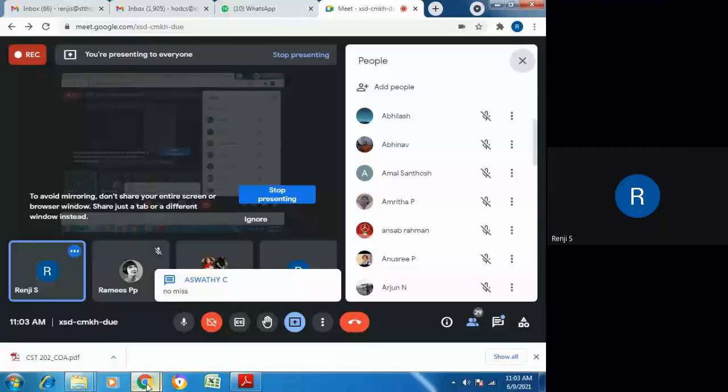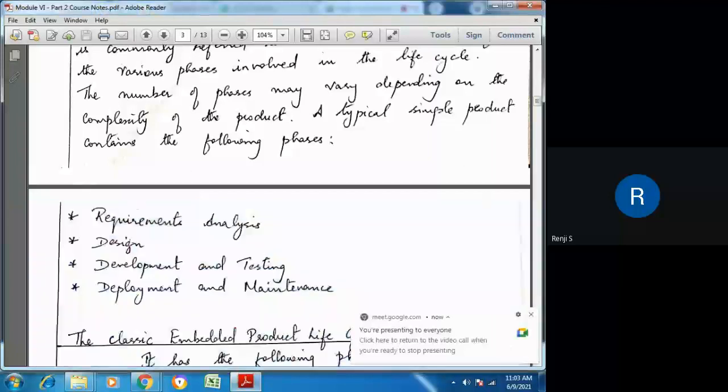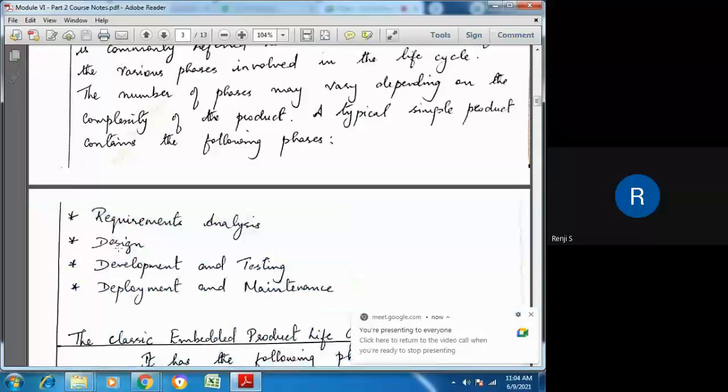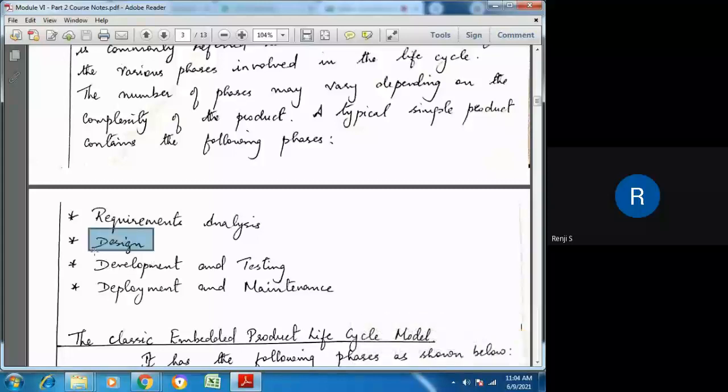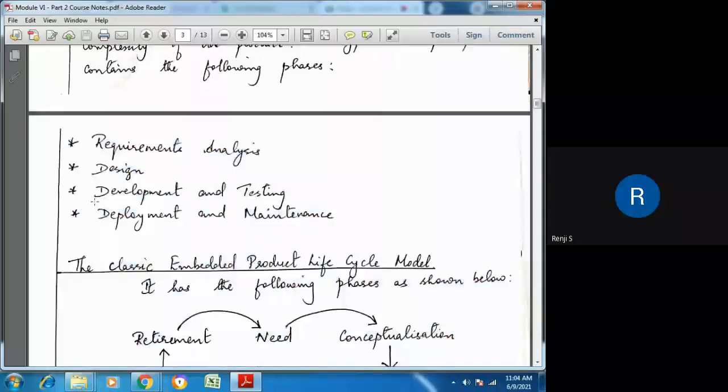Okay. So, whether it is a simple or a complex product, it will contain the following 4 phases. That is requirements analysis: what your system is going to do, or what functionalities the embedded product is going to implement. Then the design: how the functionality can be implemented in the embedded product. Then third is development and testing. Once your system design is over, you have to develop the system, and finally after developing, you test the system, and then deployment and maintenance.